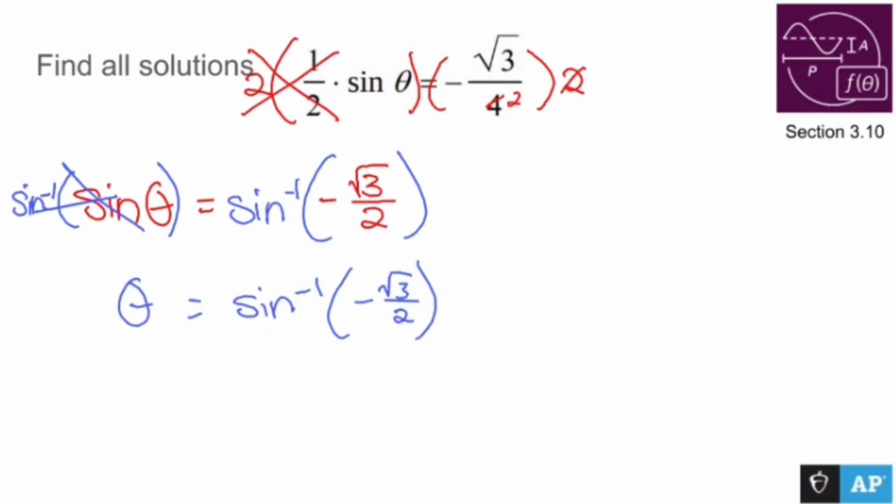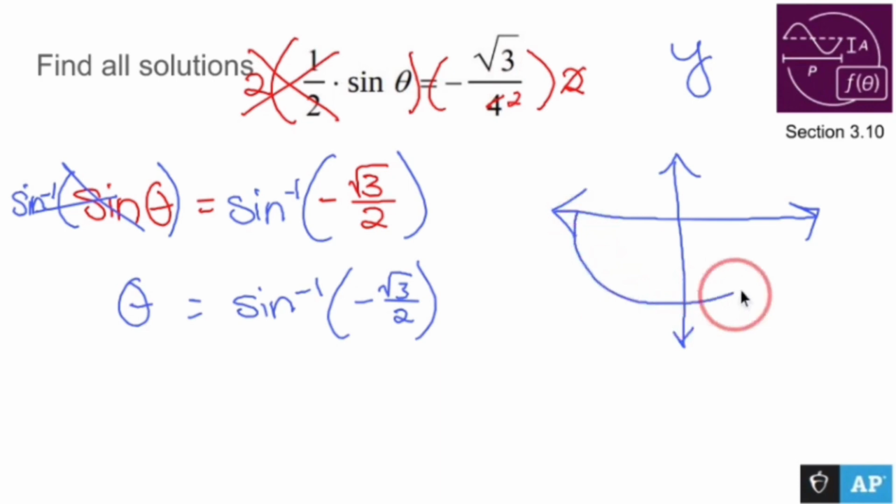Sine in the unit circle is a y value. And I'm taking the inverse sine of a negative y value. Where is y negative on the unit circle? Well, underneath the x-axis. So sine is negative underneath the x-axis down here. Now, if I were to put the dots like so and try to find out where sine, or y, is negative root 3 over 2, well, that will happen right here.